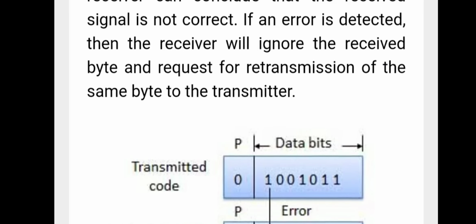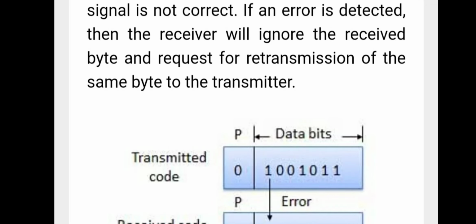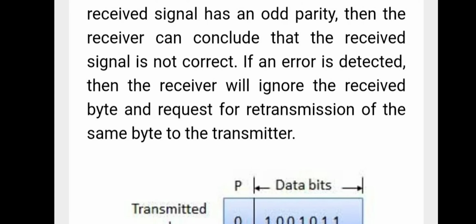So by knowing the parity, even and odd, the receiver knows that the data transmitted from source to destination contains some errors. So it simply requests retransmission of the same byte from the transmitter.